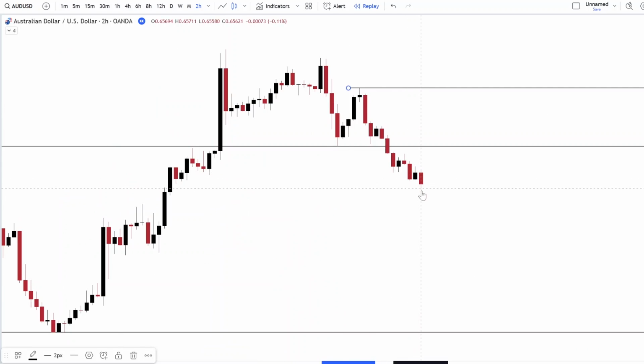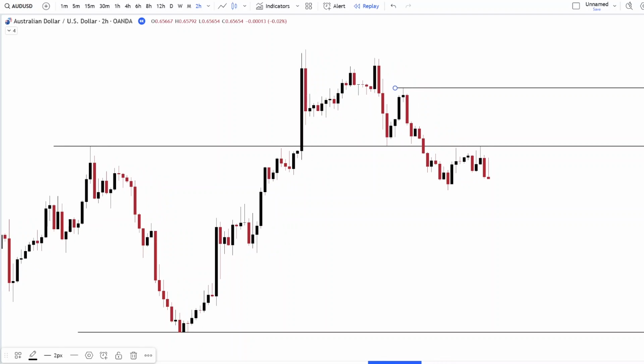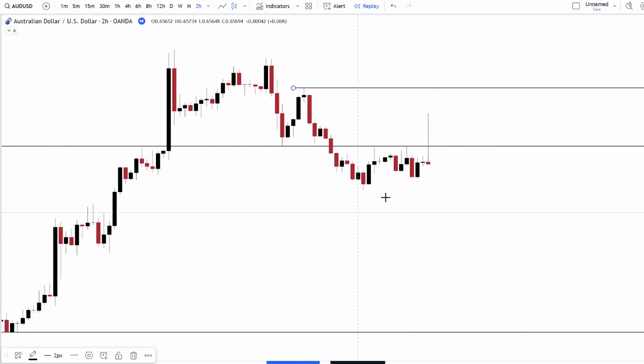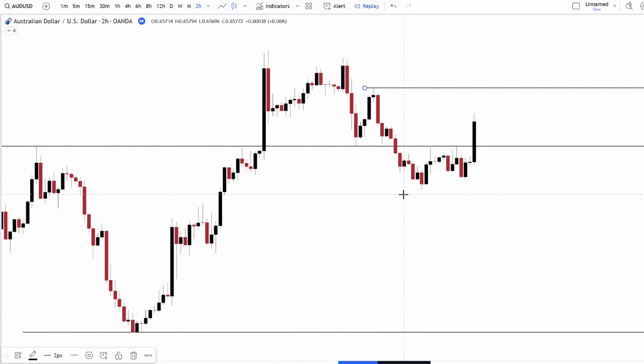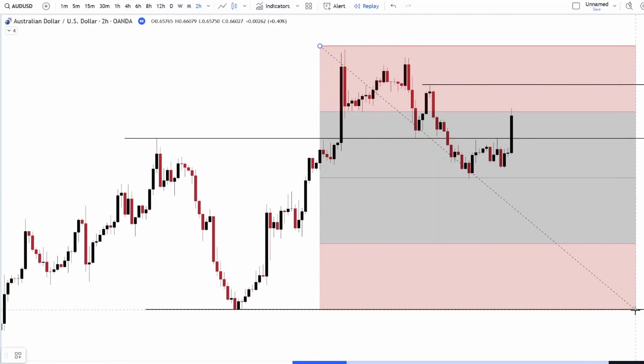Price going deeper in the range. See, price comes out of the range. And price broke out of the range. So again, I wouldn't consider this a supply and demand structure. Why? Because price did not reach deep. As you can see, price did not reach deep in the range.